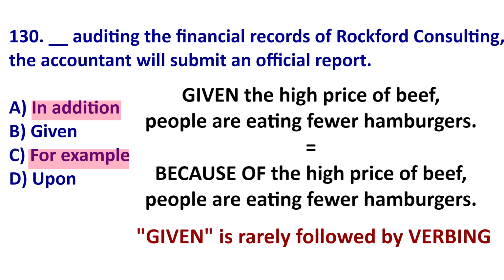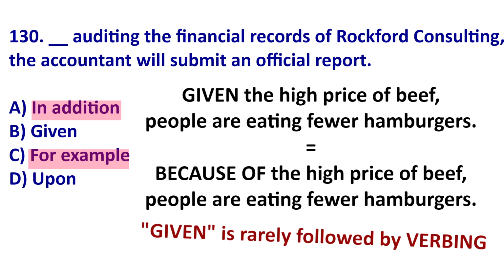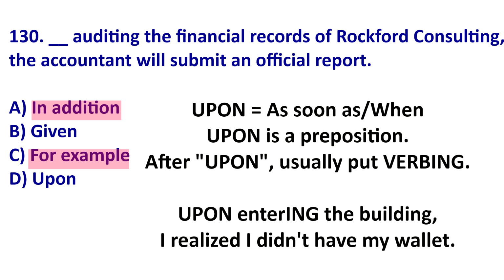Another clue is context. Given does not make sense in this sentence. For example, if I said, because of auditing the financial records of Rockford Consulting, the accountant will submit an official report. Why is auditing causing this? So the best answer here is upon.